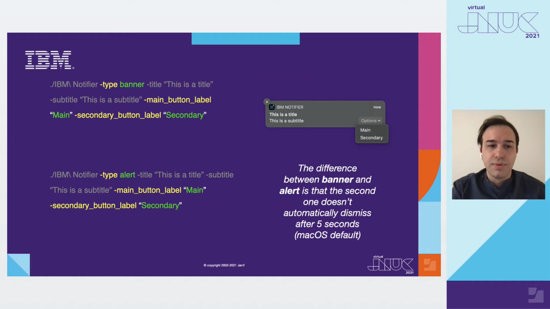This is a little example of how to trigger a banner or an alert using command line invocation. As you can see, I defined a type of banner and alert. Then I defined a title argument, a subtitle, and then I also defined two buttons, the main one and the secondary one. This is because only pop-ups have by default the main button set to OK. Since banners don't really need buttons, you need to define every button you want to show inside this kind of UI.